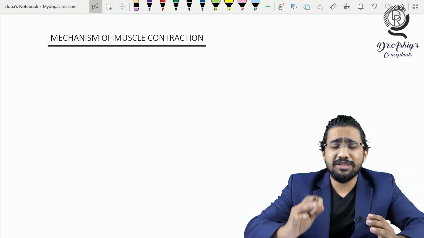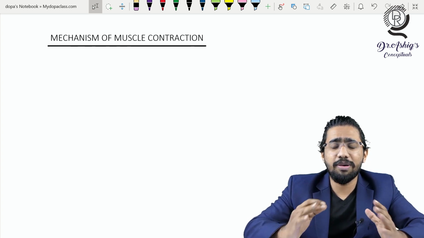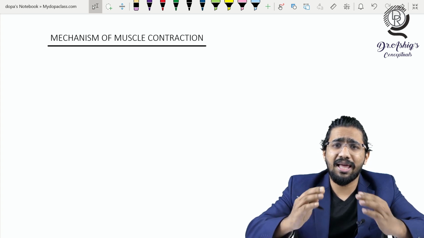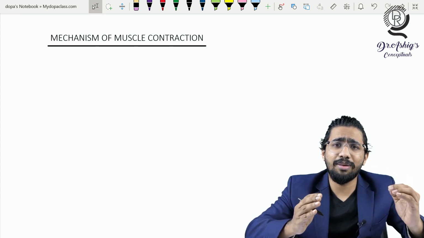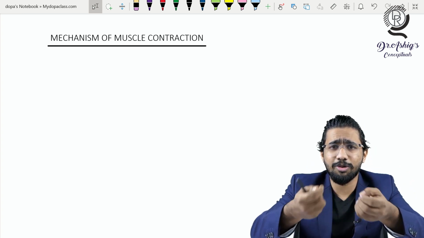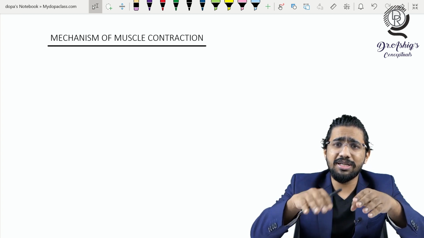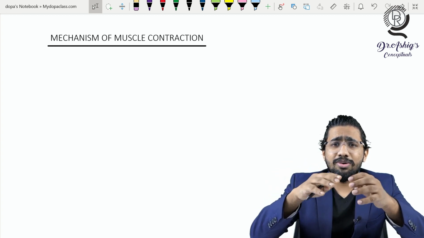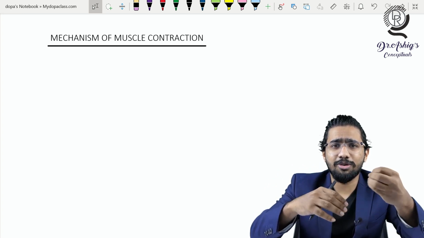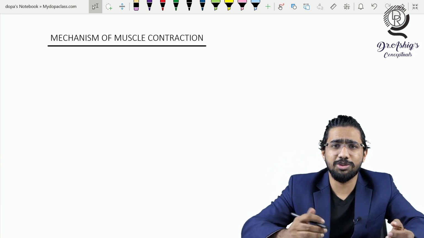The mechanism of muscle contraction is explained using the sliding filament theory that everybody will be knowing of. In the sliding filament theory, they are explaining that the actin filaments are sliding over the myosin filament because of some kind of cross-bridge formation and cross-bridge breakdown. About actin and myosin, I will be discussing in some other video. So here I am going directly into the sliding filament theory: how the cross-bridge is formed, how the cross-bridge is breaking down, and how many ATPs are used for that.